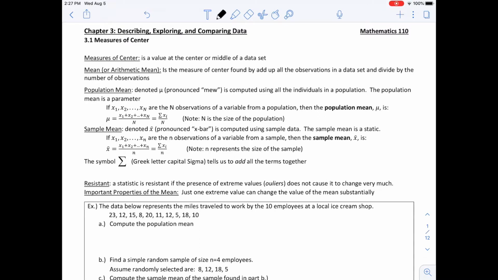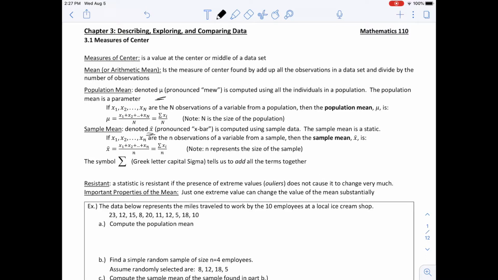It is the measure of center found by adding up all the observations in a data set and dividing by the number of observations that we have. We have a population mean and a sample mean. The difference that you need to know is that for the population mean, we use a mu, and for a sample mean, we use an x bar.